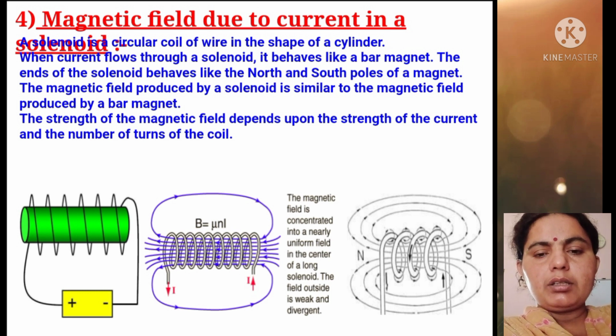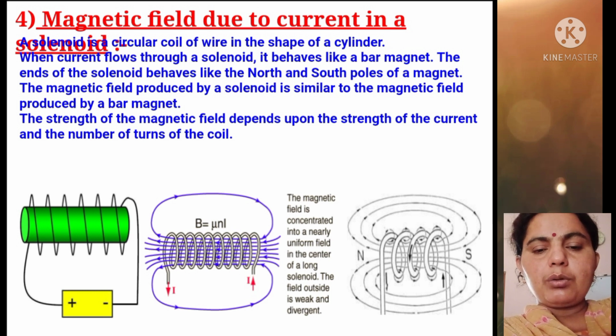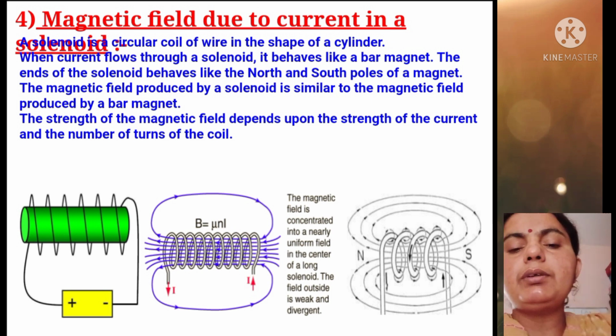The strength of the magnetic field depends upon the strength of the current and the number of turns of the coil. The more turns the coil has, the more the strength of the magnetic field increases. The strength of the magnetic field is determined on the basis of how many turns the solenoid has. The north pole and south pole of the magnet are at the two ends.